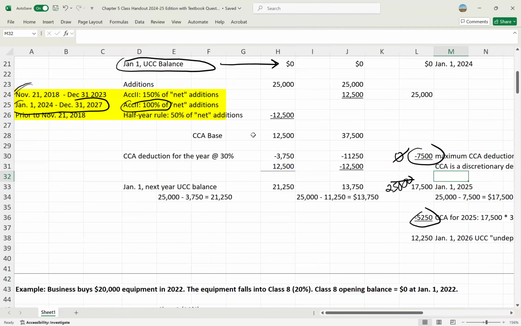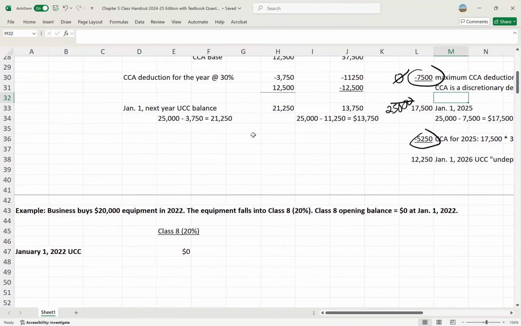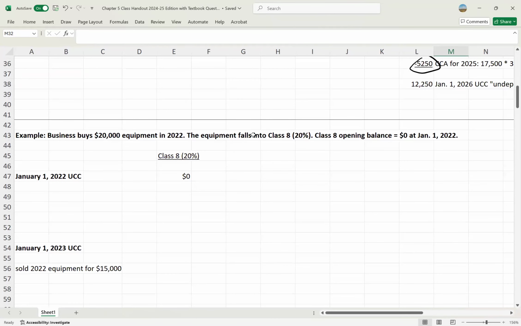What I want to do next then is talk about this concept of net additions. I talked about the half-year rule, the accelerated investment incentive. And I want to talk about what I mean by net additions. And to do that, we're going to go into this example here. So a business buys $20,000 in equipment in 2022. The equipment goes into Class 8, 20%.